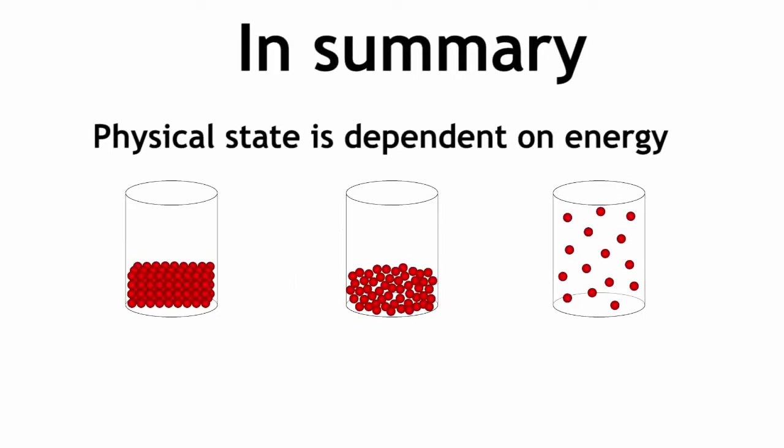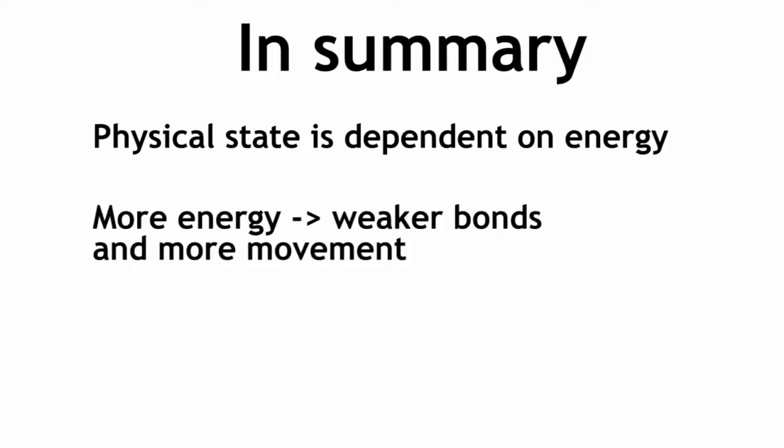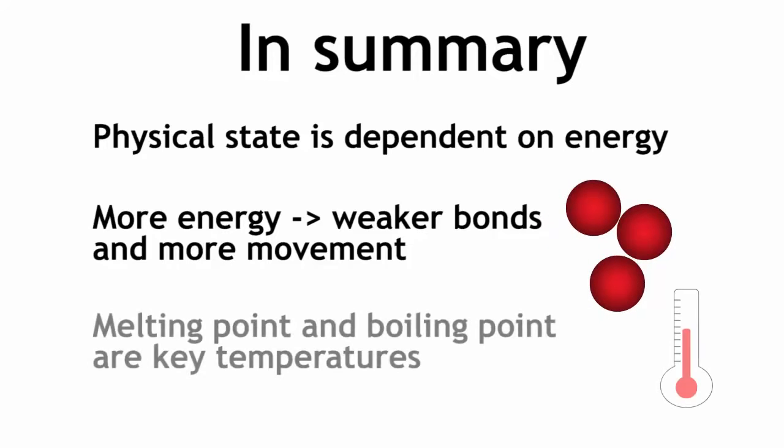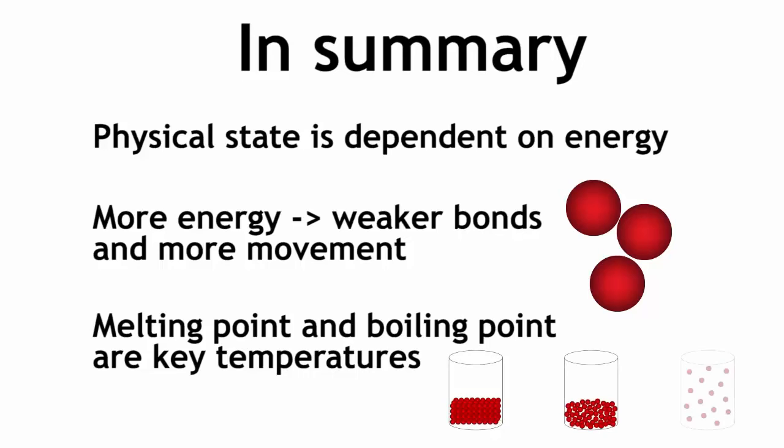So in summary, the physical state of a material is dependent on the energy the particles that make it up have. The more energy they have, the smaller the bonds between them and the more they move about. Each material has its own melting point and boiling point. These are key temperatures where a material will change state between solid, liquid and gas.